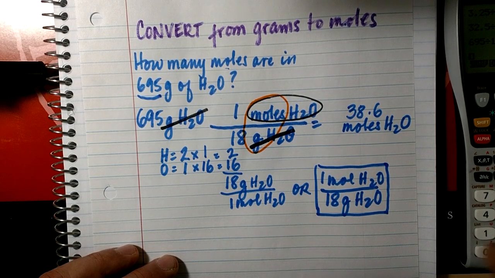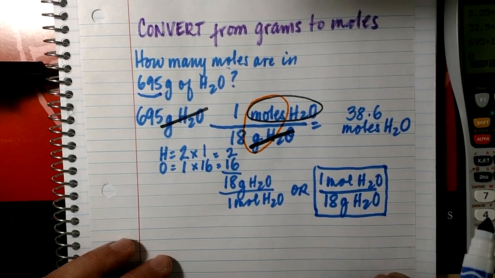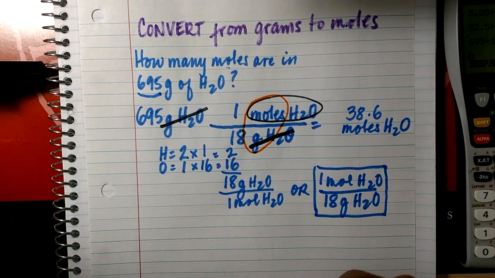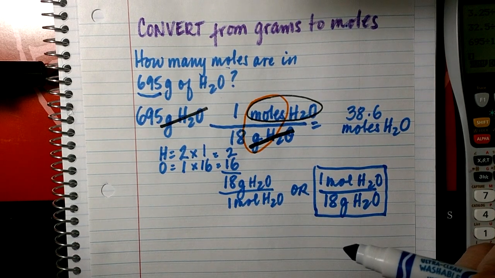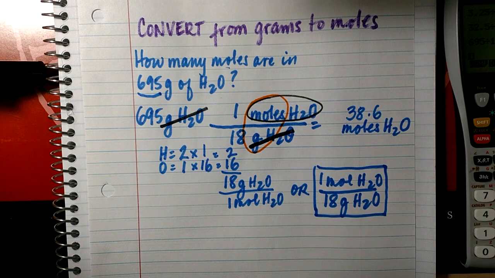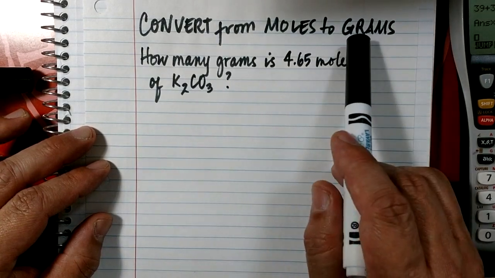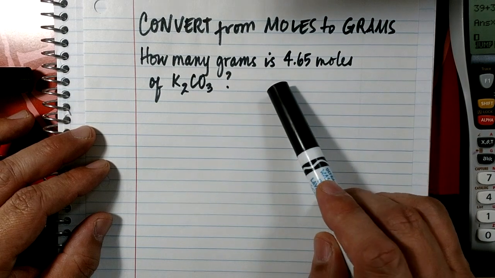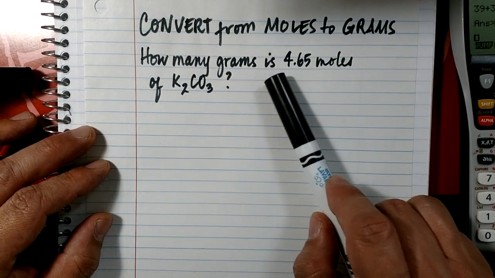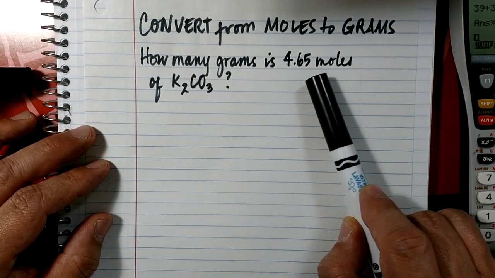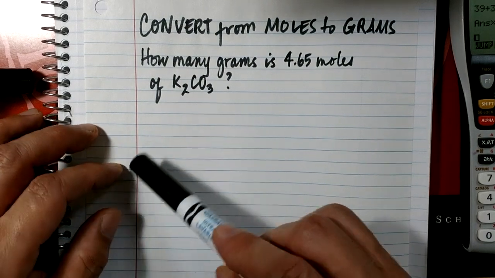And now that you know how to do that, you might want to take a look at some other sample problems and then be able to use that new skill to solve the worksheet that's assigned. To find out how to convert from moles to grams, this is a good example problem. How many grams is 4.65 moles of K2CO3?